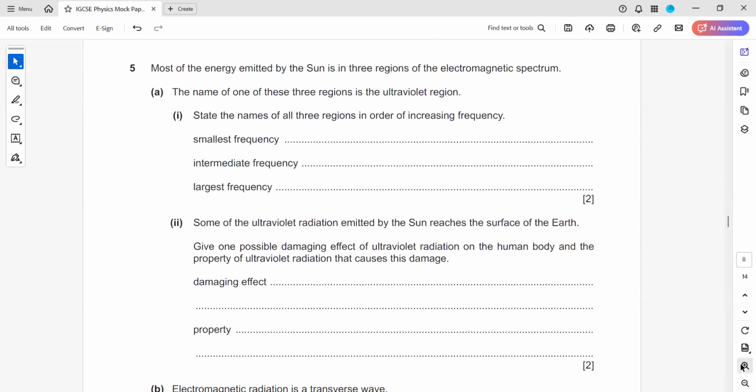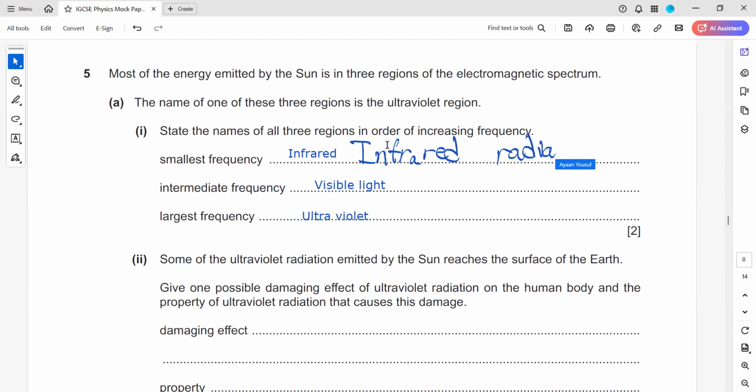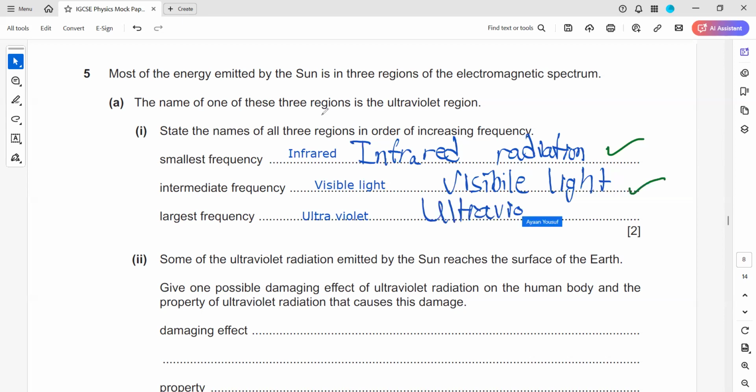And question 5. Most of the energy emitted by the sun is in 3 regions of the electromagnetic spectrum. Name one of the three. One of these 3 regions is ultraviolet. State the names of all the others. The smallest frequency, because the sun is giving us heat radiation, infrared radiation has the smallest frequency. That's right. The visible, the only part which our eyes are sensitive to and we can see, that is visible. And then UV, the highest frequency, that is the ultraviolet radiation.